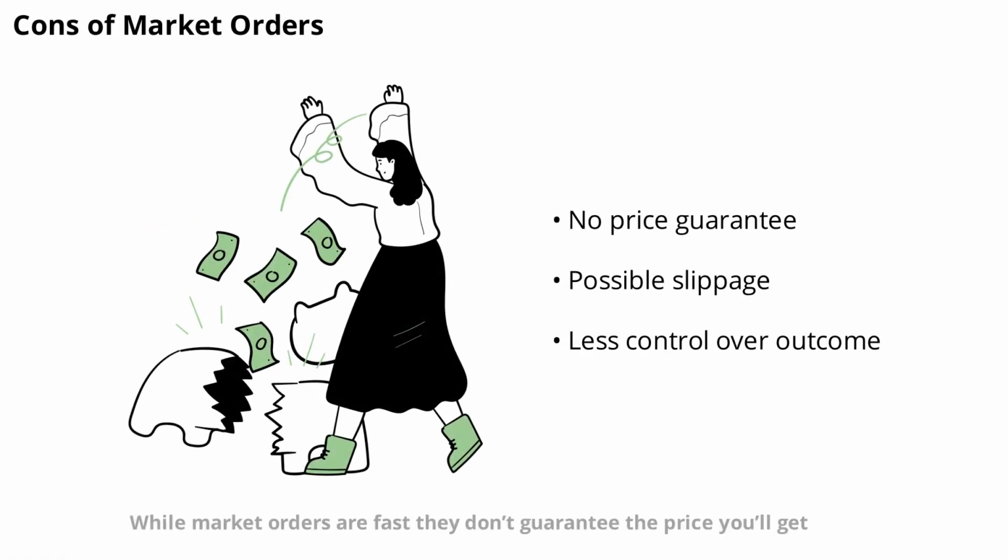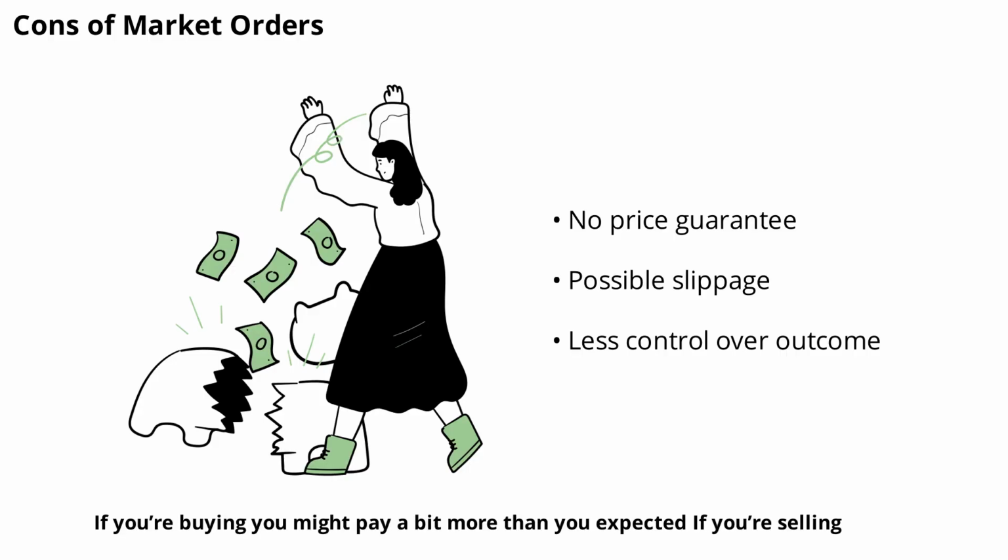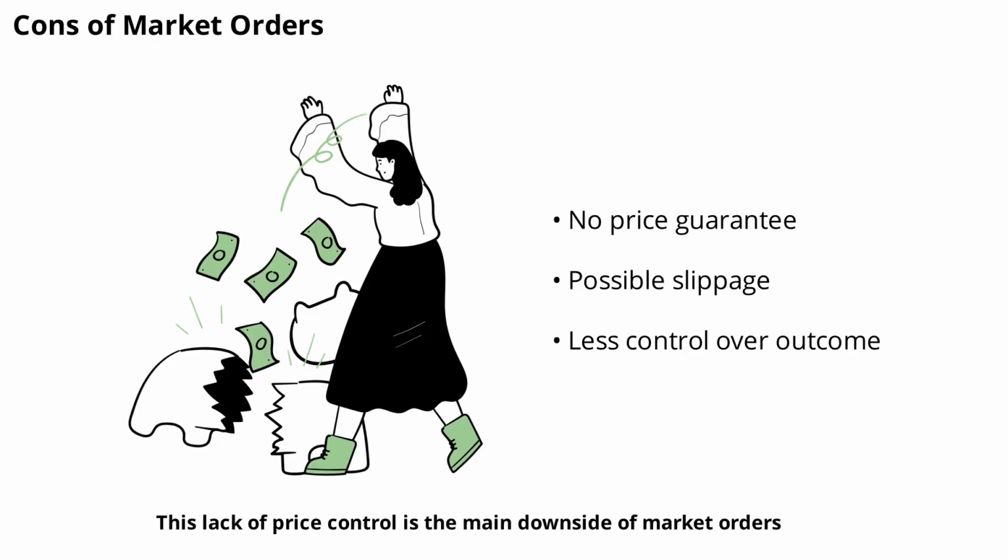While market orders are fast, they don't guarantee the price you'll get. In volatile markets, the price can change in the split second between when you place your order and when it's filled. This is called slippage. If you're buying, you might pay a bit more than you expected. If you're selling, you might get a bit less. This lack of price control is the main downside of market orders.